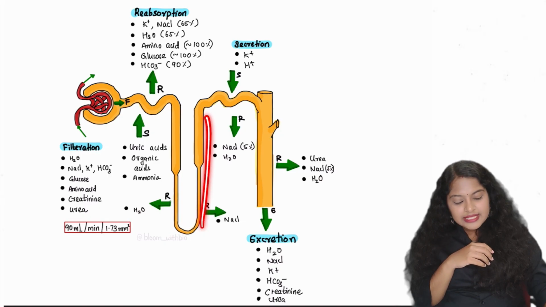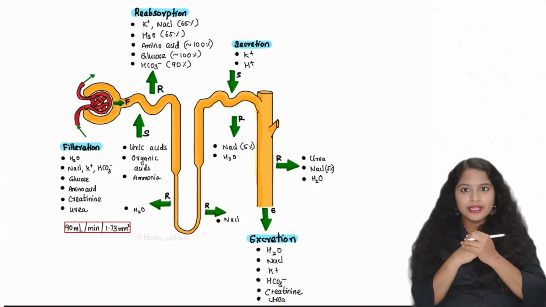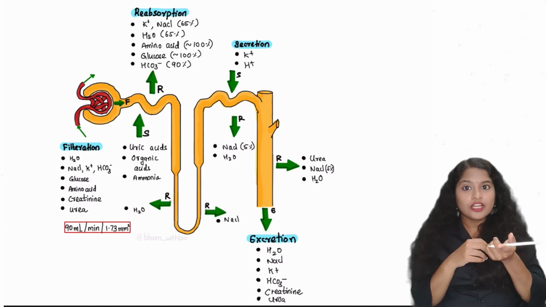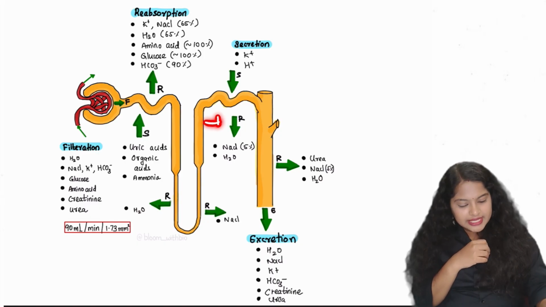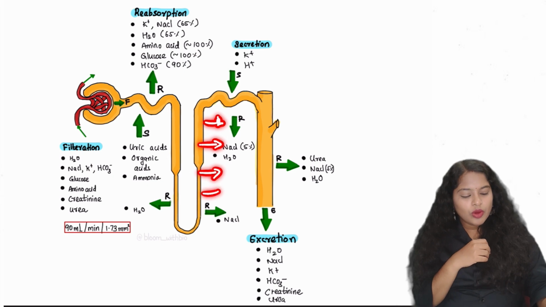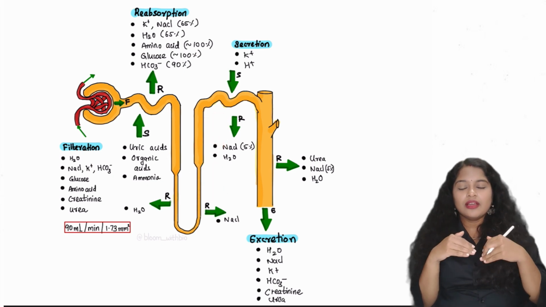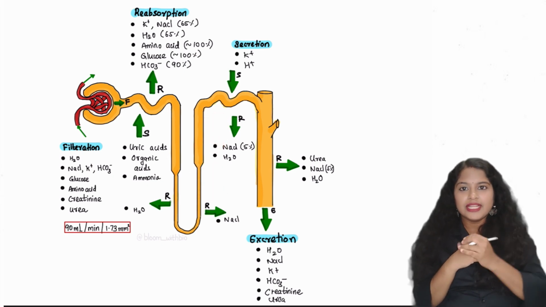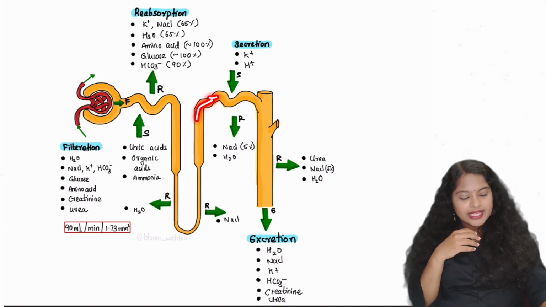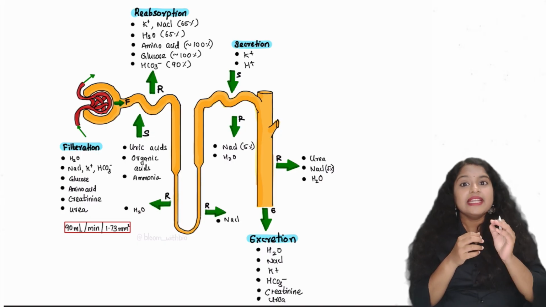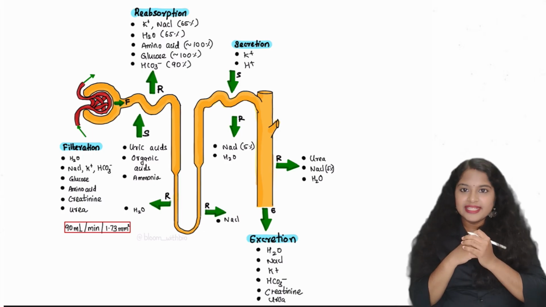Now moving on to the ascending part of the loop of Henle, what will happen? The ascending part of the loop of Henle is permeable to electrolytes but impermeable to water. So now water cannot move out, but instead the electrolytes will move out. So this leads to the reduction of concentration of filtrate in the ascending loop of Henle. And from the ascending loop of Henle, the filtrate is given into the distal convoluted tubule or the DCT.